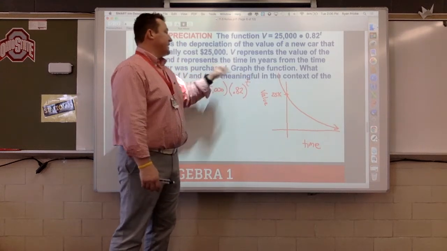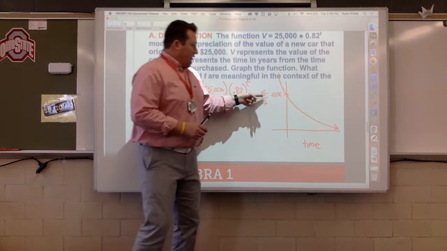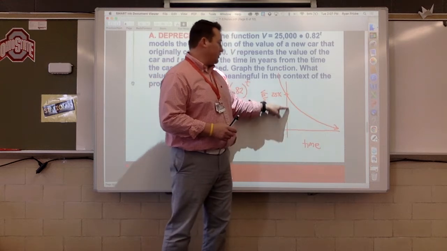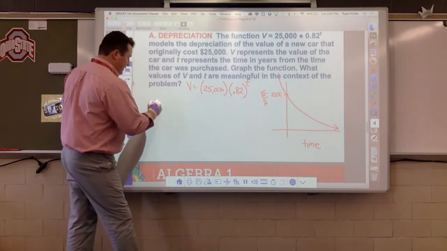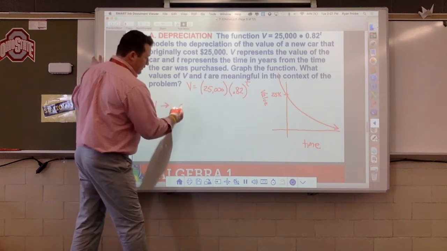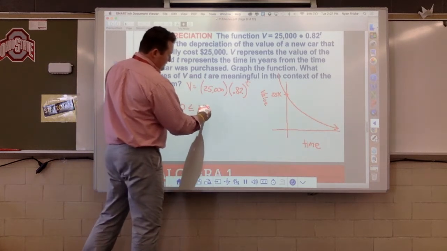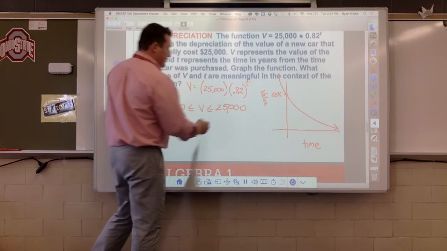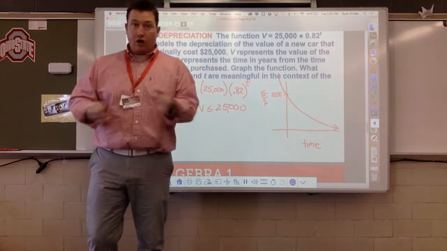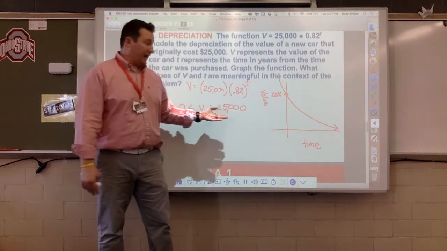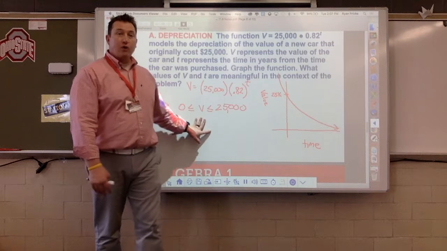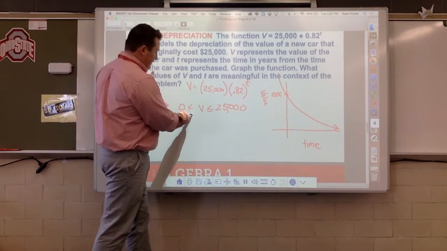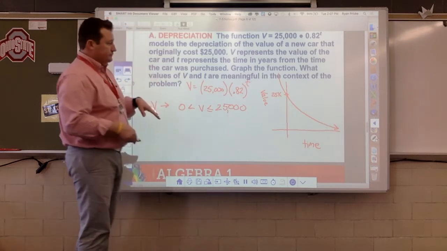What values of V and T are meaningful? Well, the values of V that are meaningful would be from 0 to 25,000, right? So V values would go from 0 less than V less than or equal to 25,000, because that's just the value of the car. It will never be worth anything more than 25,000, nor will it be worth anything less than 0. We could probably just leave that at 0. That'd be okay too, or greater than.